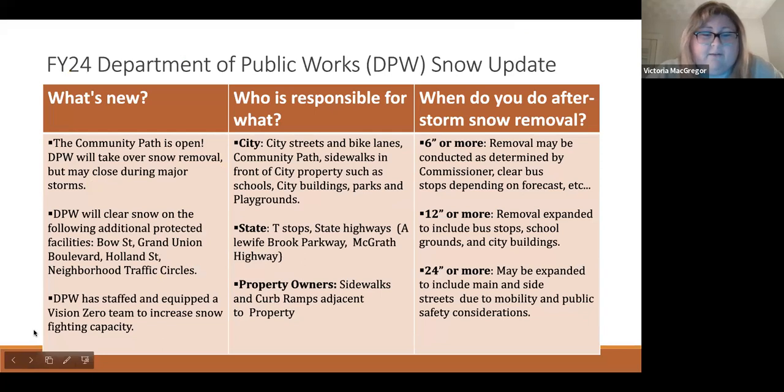As winter approaches, our Public Works Department has provided this slide, which is a breakdown of snow removal responsibilities. We did want to highlight a reminder that property owners are responsible for snow removal on sidewalks and curb ramps adjacent to their property.